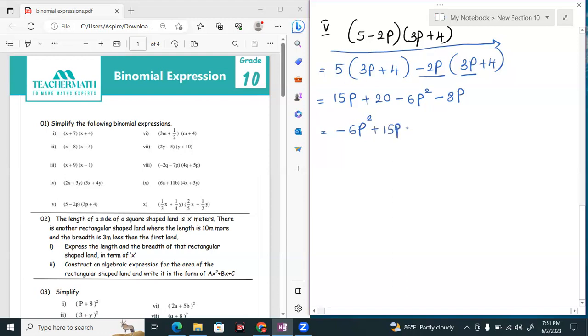Okay, here 15p minus 8p, add 20. Then it is minus 6p squared. Again, there is a case that two terms are together with different signs. Then subtract the smallest one from the large one. Then the answer is 7p. 7p add 20.